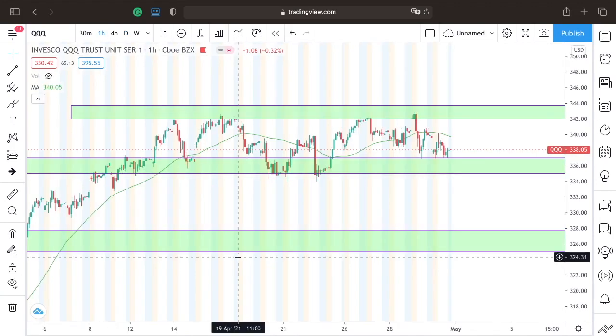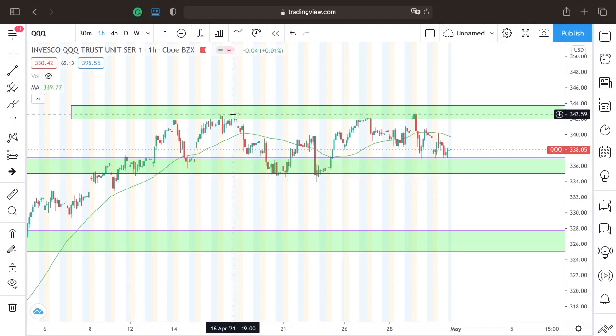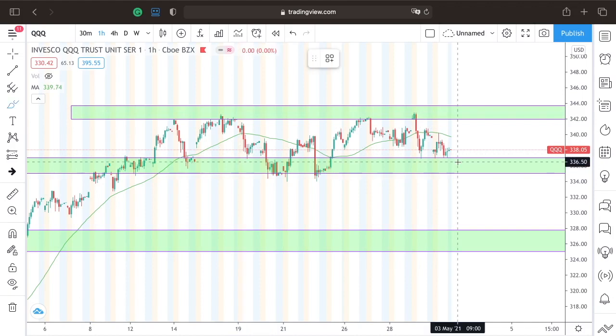We see that for the 1 hour time frame for the Nasdaq, similar to the two other indexes, the S&P 500 and the Dow Jones, prices for the Nasdaq on the 1 hour time frame are also trading in a range. And this range is indicated by this green rectangle over here and this green rectangle over here. The upper green rectangle serves as the resistance, and the lower rectangle serves as a support for prices. And as we have mentioned earlier on the daily time frame, this price zone of around $338 or $337 is a key level of support for prices.